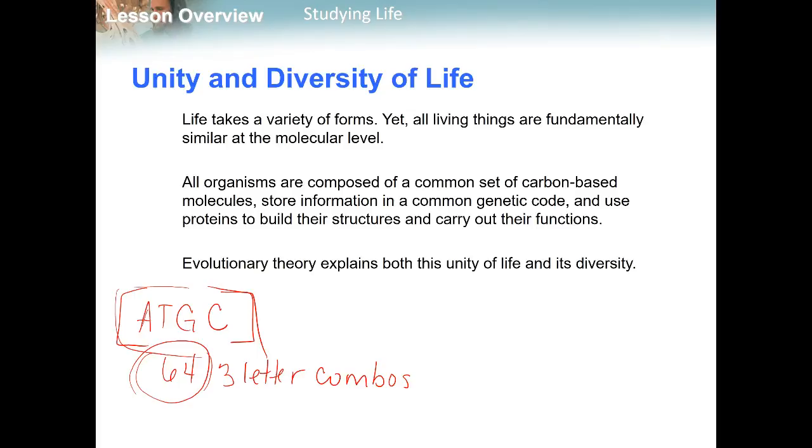All organisms are composed of a common set of carbon-based molecules. We're going to talk about this, and we're going to call it organic chemistry. Carbon is the backbone of the molecules. We're also going to talk about the organism containing stored information in the genetic code, which I just mentioned here. We haven't mentioned this too much, but that is going to be used to build the proteins that make up the structures that carry out the life functions, those life processes.